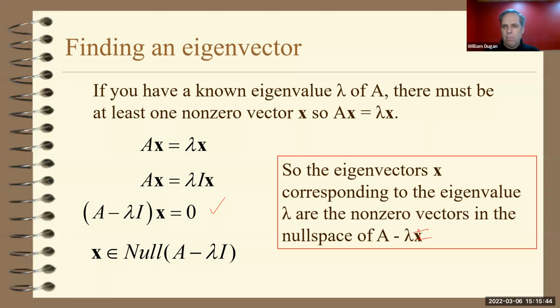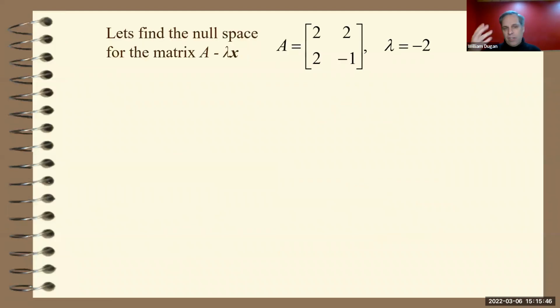I'll go over a couple of examples. Let's say I want one eigenvector of this matrix corresponding to the eigenvalue of negative 2. You might also wonder, how do I know that negative 2 is an eigenvalue? You'll see as we do the work how you know at one point that there has to be an eigenvector.